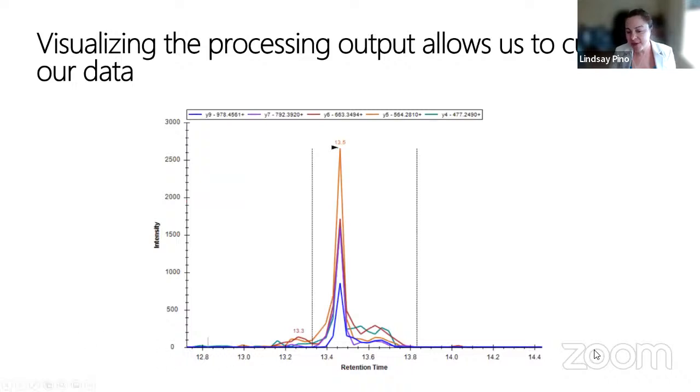So retention time on the x-axis, the time the peptide is eluting off of the liquid chromatography column, and then the intensity that is measured by the mass spectrometer. Each one of the colors is a different transition for this one peptide. So transition is just the fragment. We break the peptide in two parts, and that part is the fragment from the peptide.